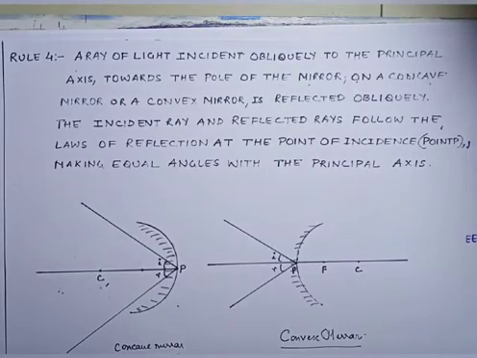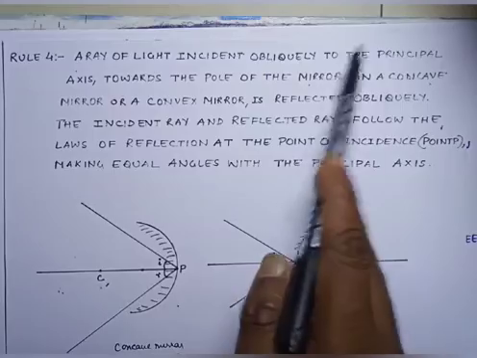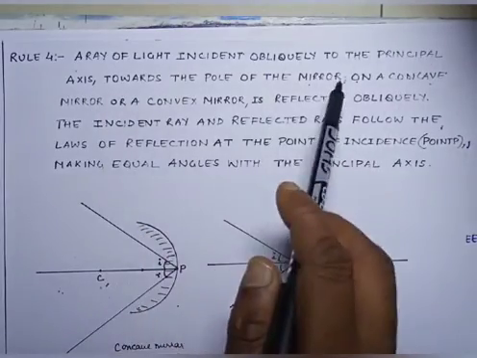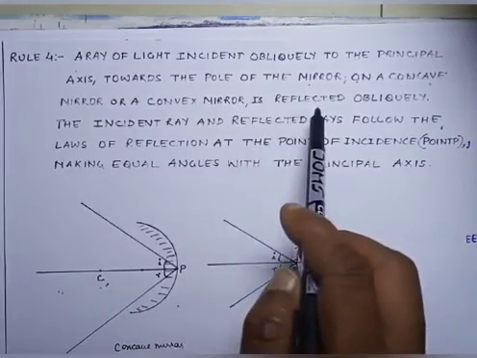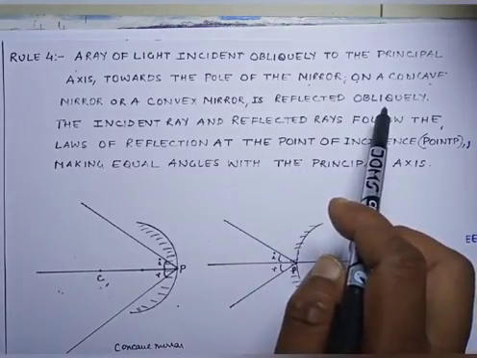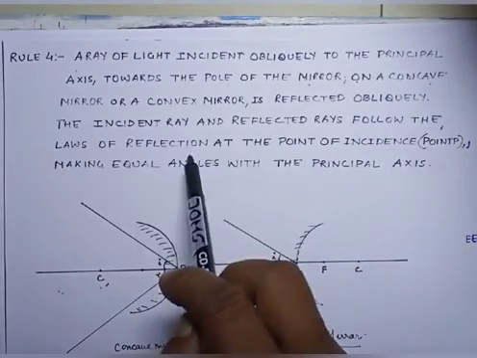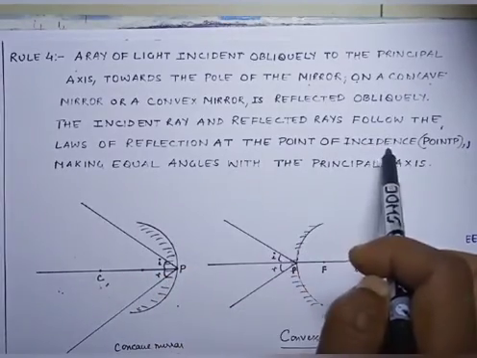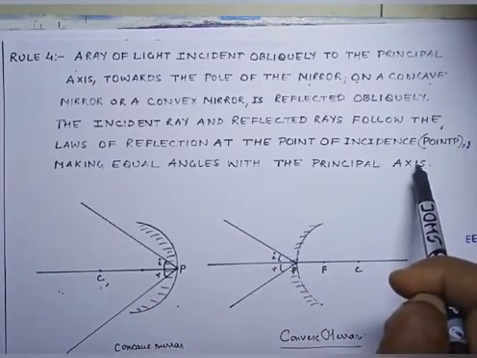Let us move to the last rule for both concave and convex mirror. A ray of light incident obliquely to the principal axis towards the pole of the mirror, on a concave mirror or a convex mirror, is reflected obliquely. The incident ray and the reflected ray follow the laws of reflection at the point of incidence P, making equal angles with the principal axis.